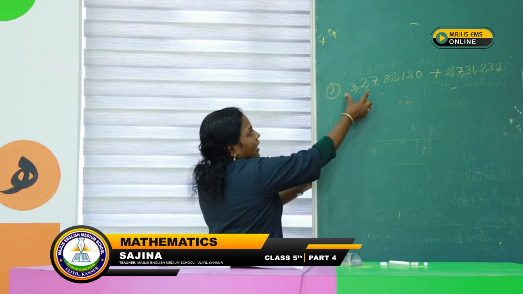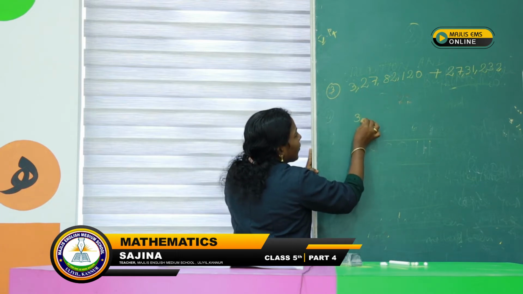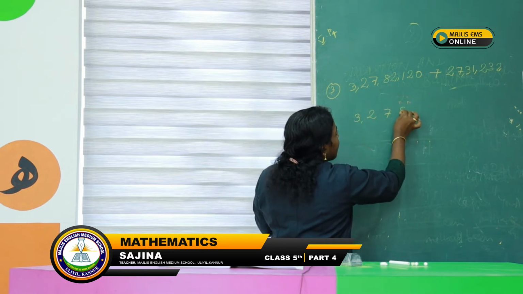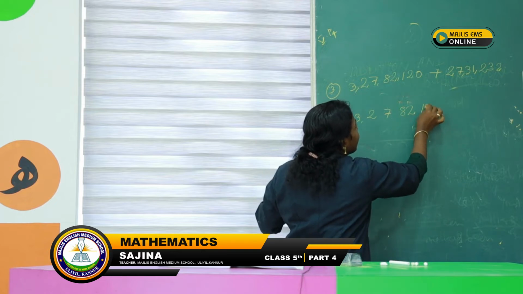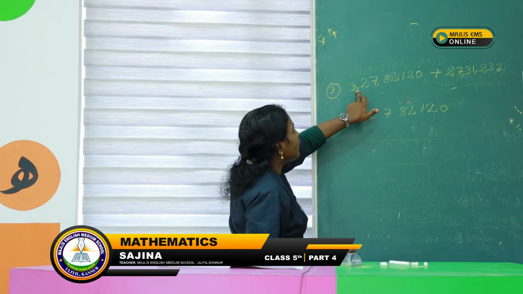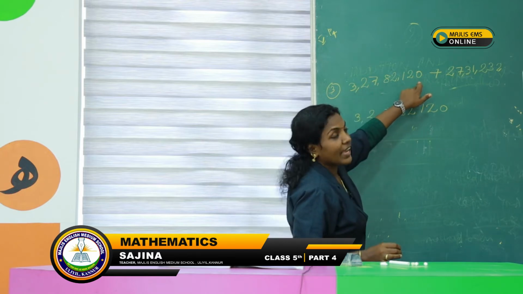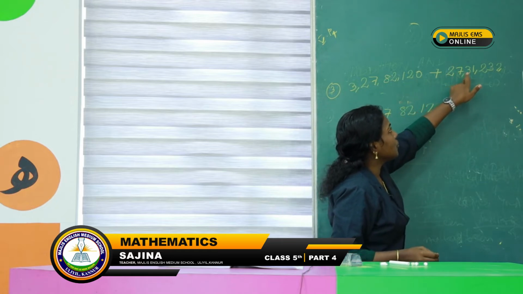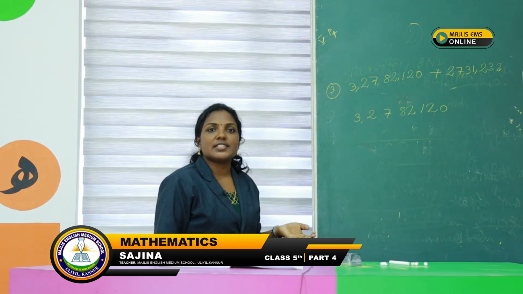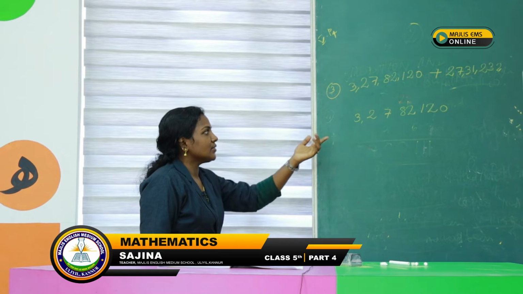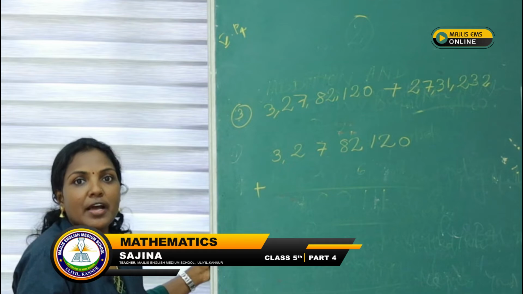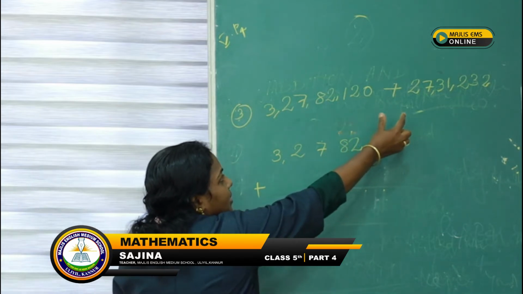Okay, first we write this number, that is 3 crore 27 lakh 82,120. In the first number, how many digits are here? 1, 2, 3, 4, 5, 6, 7, 8 digits. In the second number, 1, 2, 3, 4, 5, 6, 7. Therefore, it is addition of an 8 digit and a 7 digit number. How to write these numbers for adding? According to place value system, we write these two numbers.